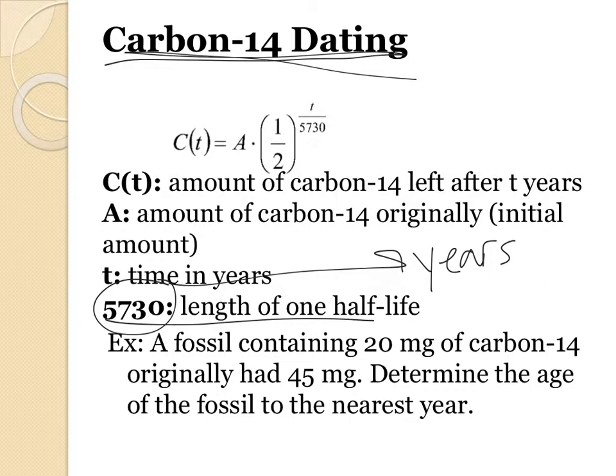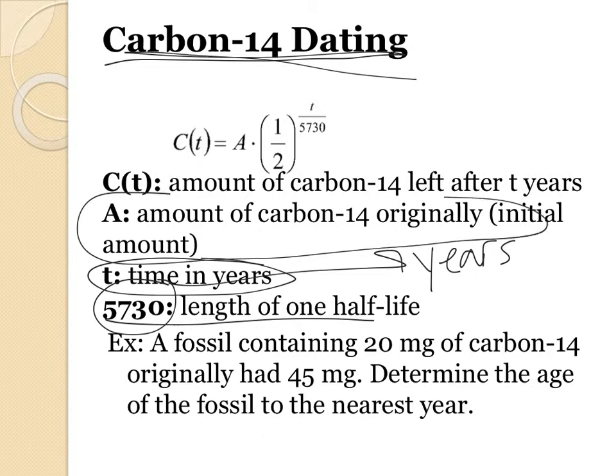Okay, so same thing. T is time in years. A is the amount of carbon-14 originally found, and C of T is the amount of carbon left. Okay, so for an example, a fossil containing 20 milligrams of carbon originally had 45 milligrams of carbon. Determine the age of the fossil to the nearest year.